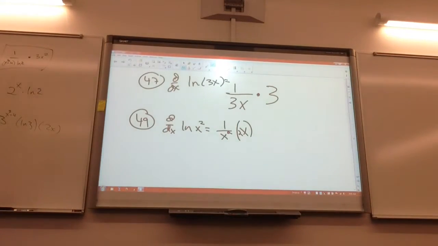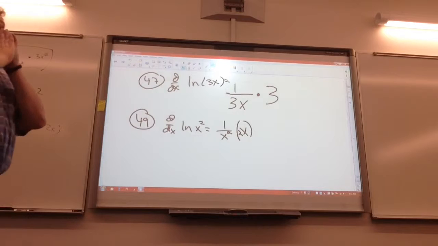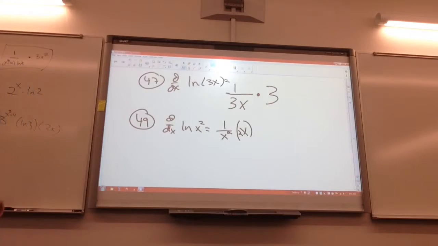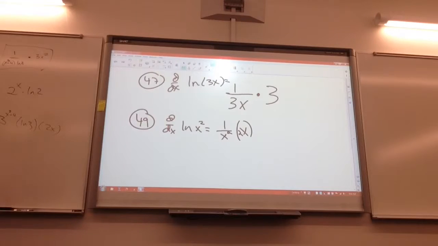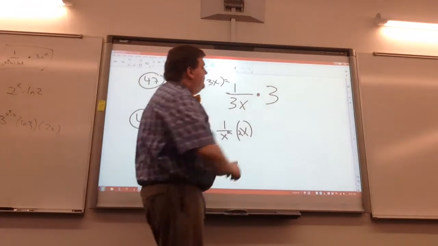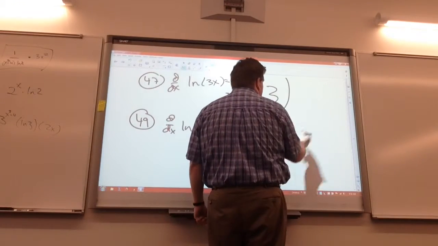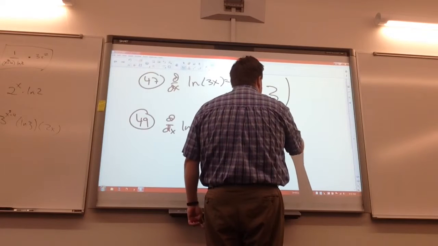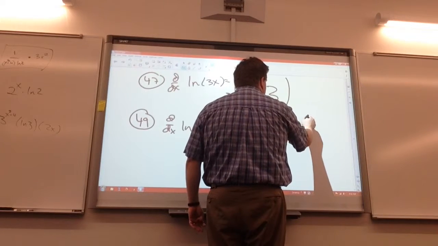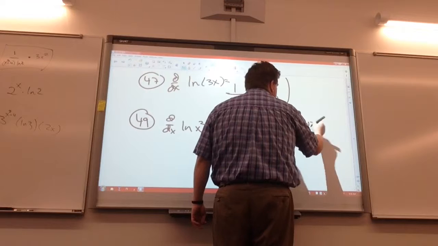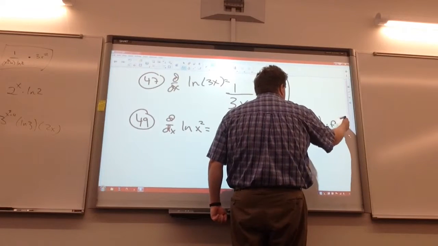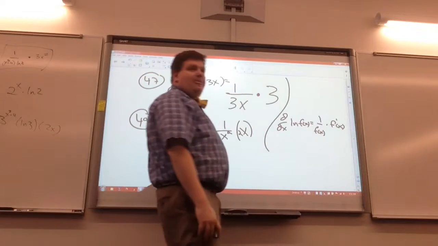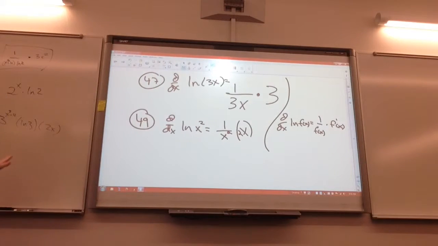Mine is different. I just tried to do what I did on my paper. It all comes from the formula here, everybody. The formula for a natural log: the derivative of the natural log of a function is 1 over whatever that is, times the derivative of it. That's all we have done.